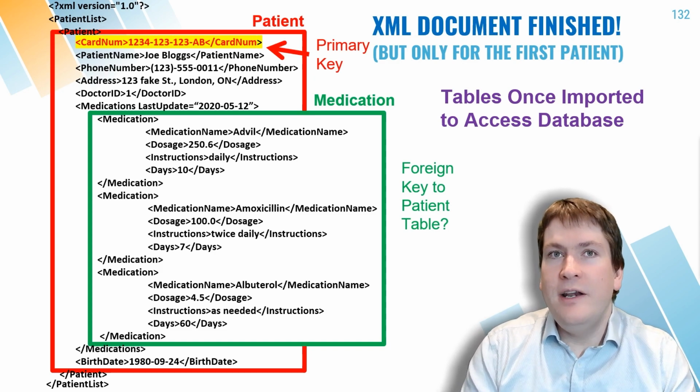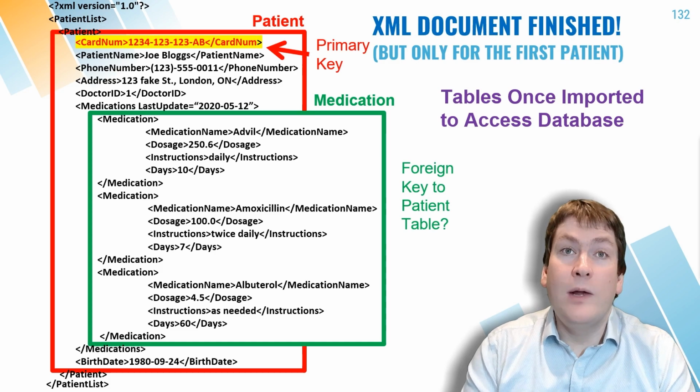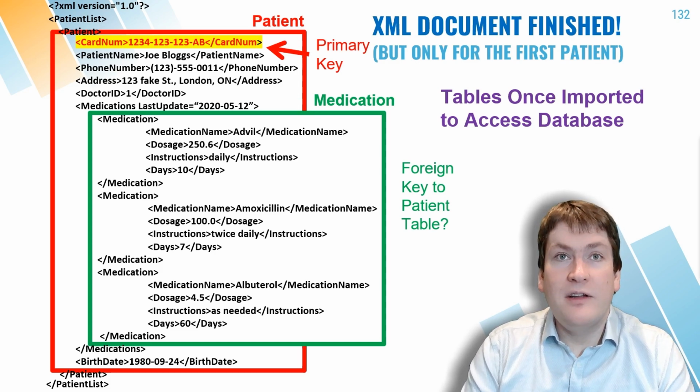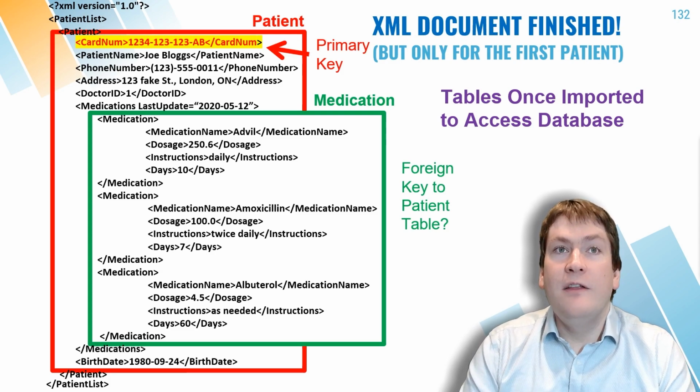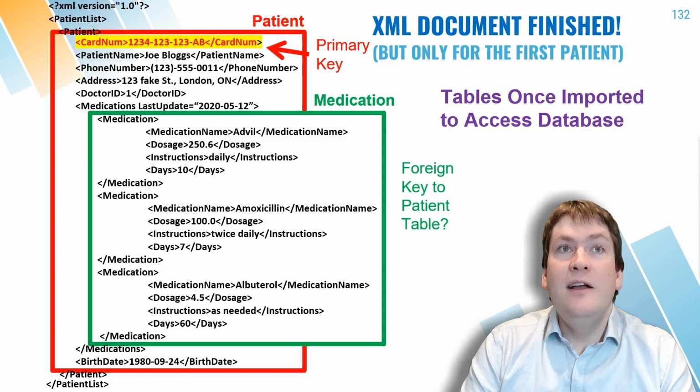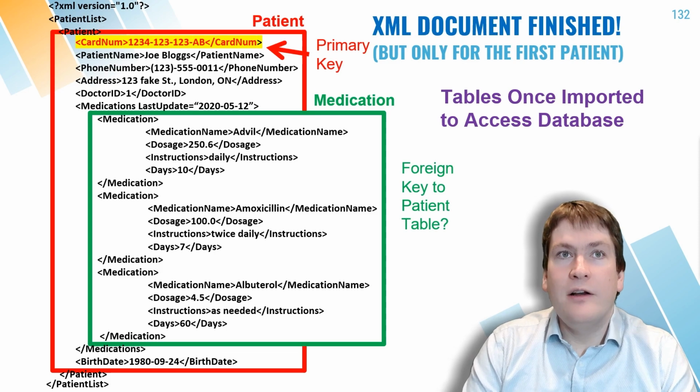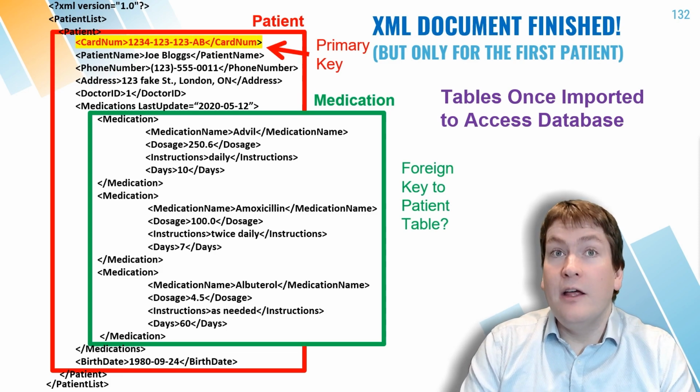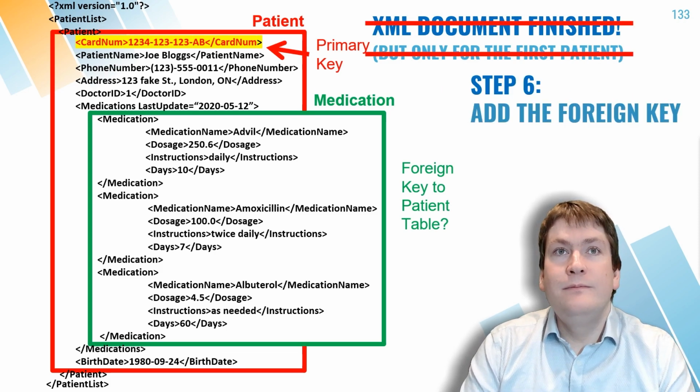This makes it a bit redundant, but it will help when we want to import it into Microsoft Access. Remember, if we want to link these to the patient record, the foreign key is going to have to be a copy of the primary key from the patient record. In this case, that's going to be the health card number. The next step is adding that foreign key to our data.